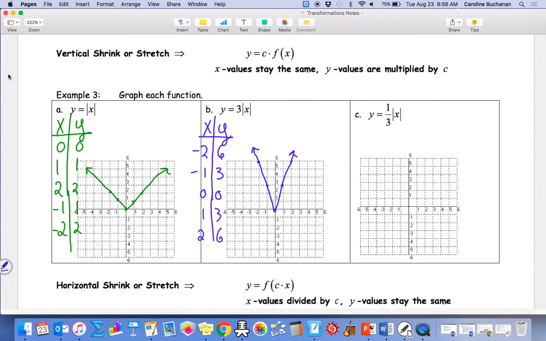So if you see what happens, basically this got vertically stretched by 3 when compared to just the absolute value of x. So we had a vertical stretch by 3. And this is pretty straightforward because all you're doing is whatever value is outside the main part of the function, you're multiplying the y values by that, and the x values stay the same.